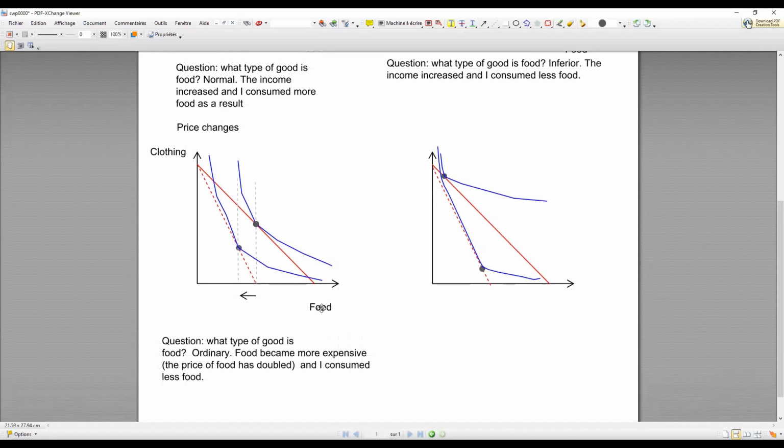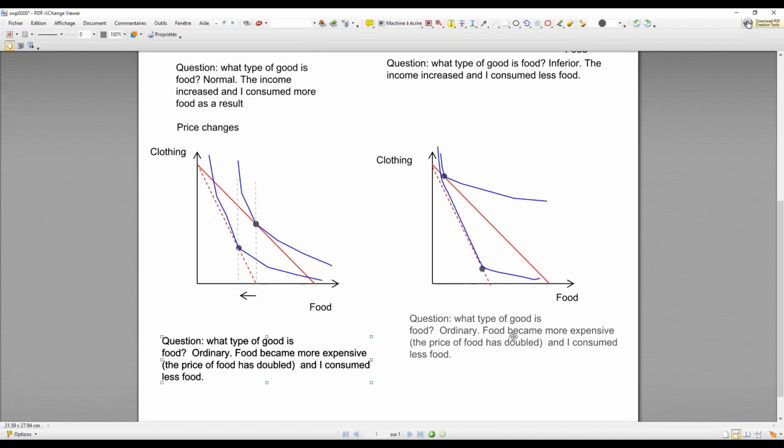Okay, and this I have again: food, clothing. Question: what type of good is food? Last one. Well, there's one good that we talked about before. Is it luxury?